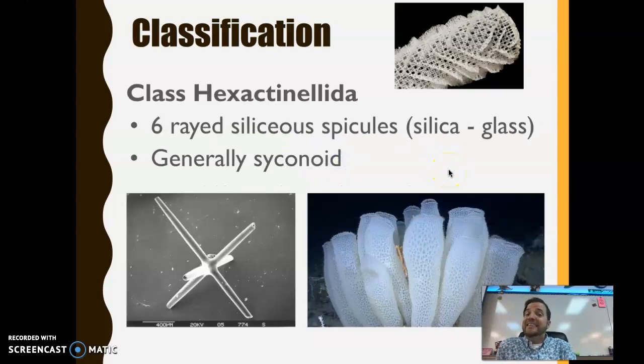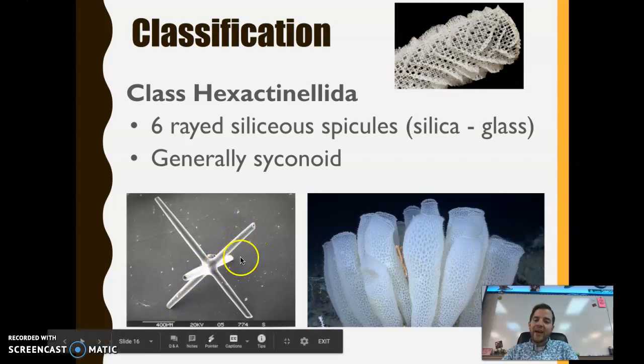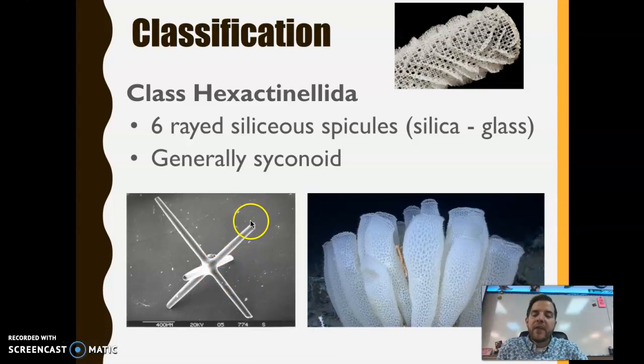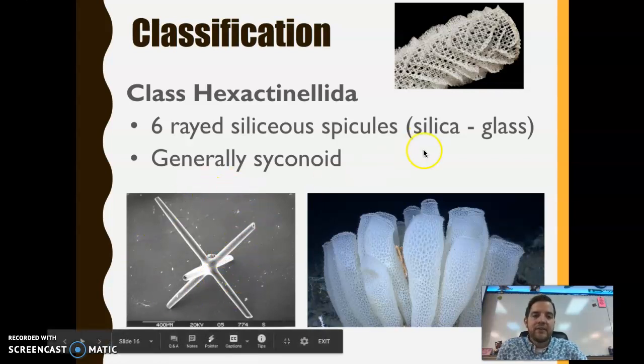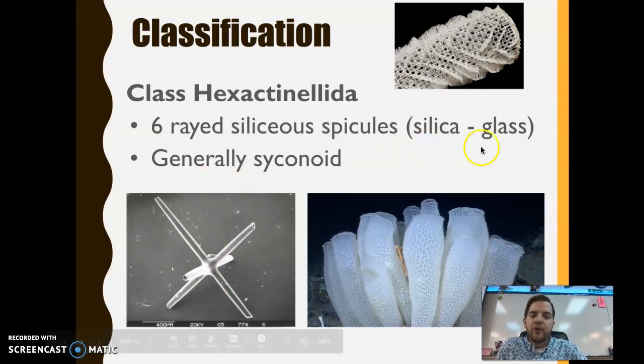Class Hexactinellida, that's a rough one. Hexactinellida, you don't have to pronounce that one because I can't. Good thing to remember about those is that they have silica or glass-like spicules, but specifically within this class, they are 6-rayed. So they are going to be looking like this, where it kind of looks like jacks, if you've ever played marbles and jacks. But that's what their spicules look like inside of them. Most of them are going to be syconoid.